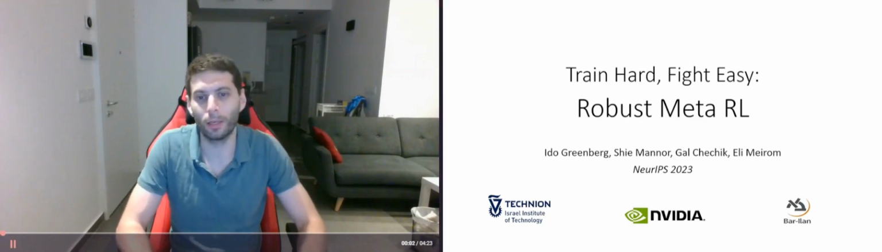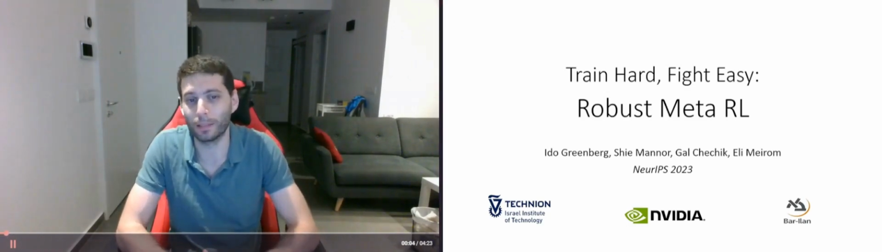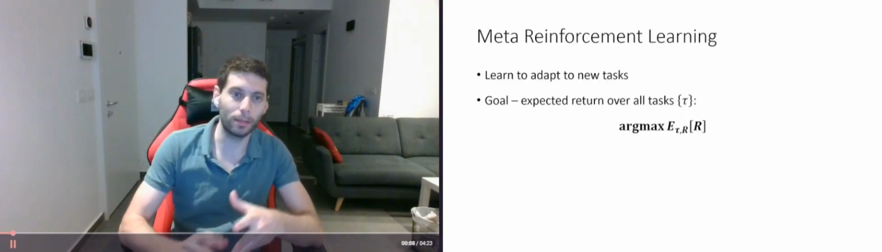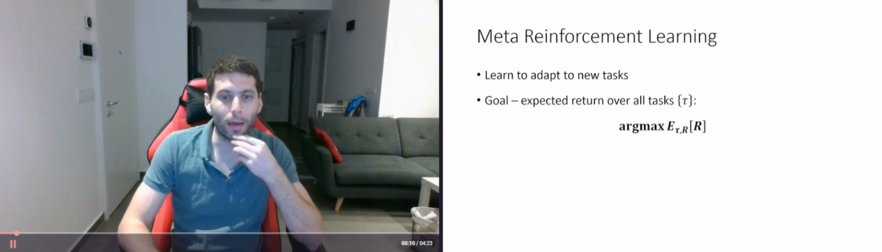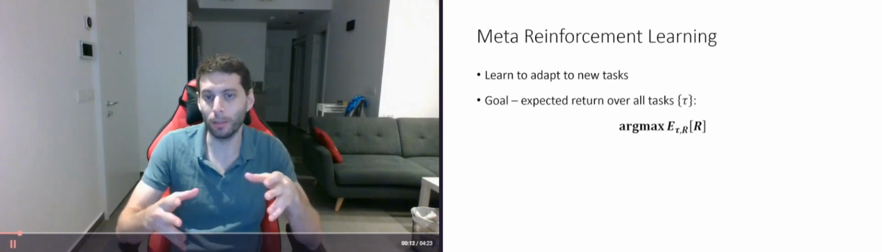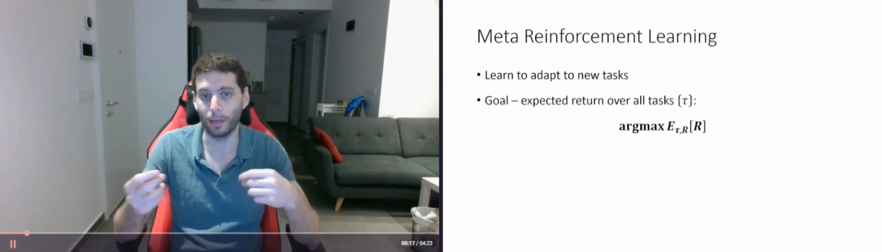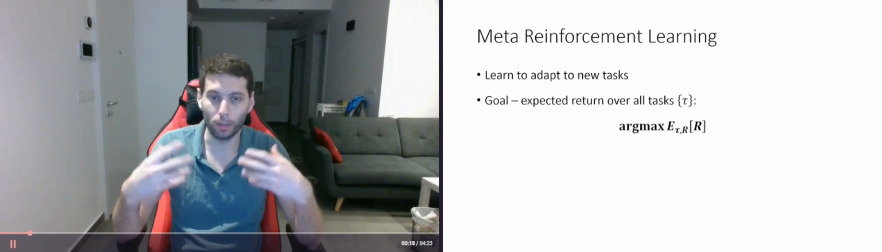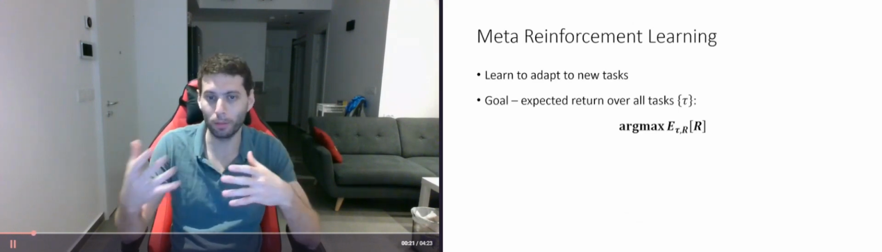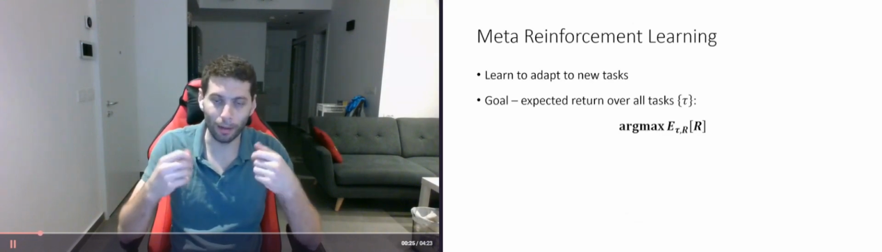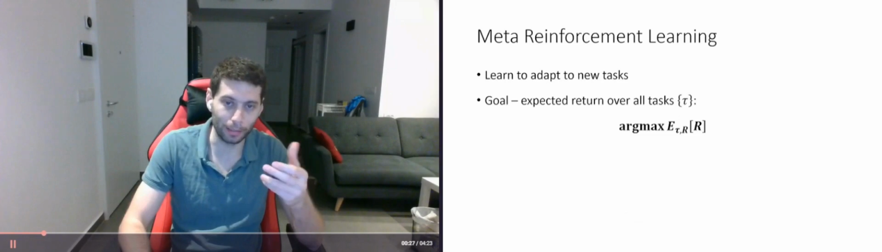Hi, everyone. Today we're going to talk about robustness in meta-reinforcement learning. Unlike standard reinforcement learning, in MetaRL, we have not just a single environment, we have many different environments or tasks. And each time we get a new task, we need to adapt to it. And we measure our performance as the average return over all the tasks.